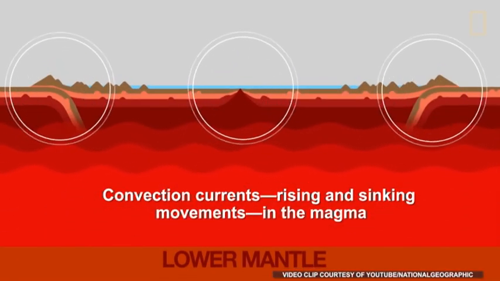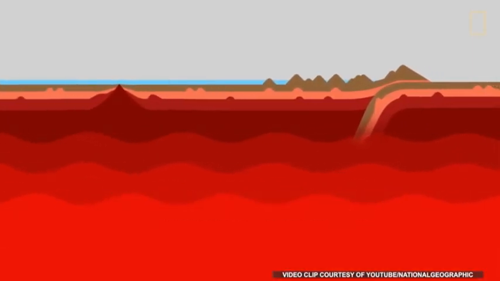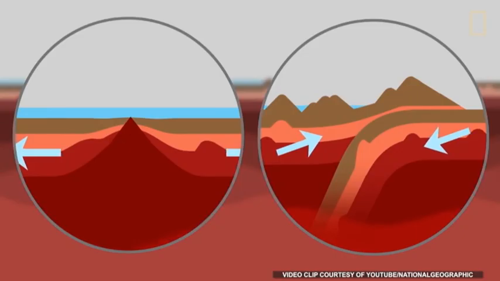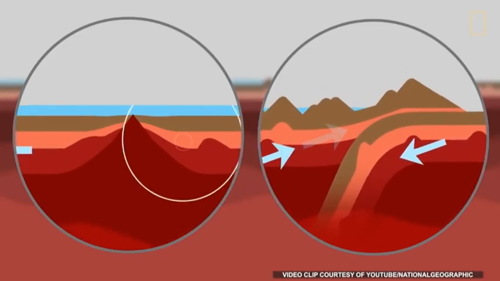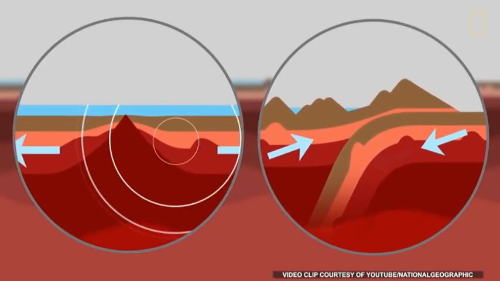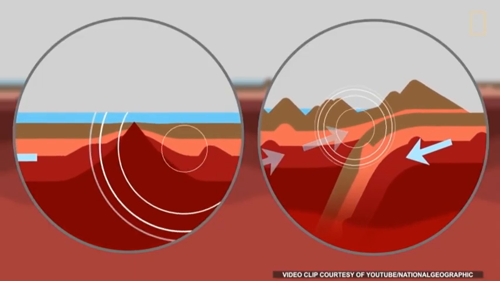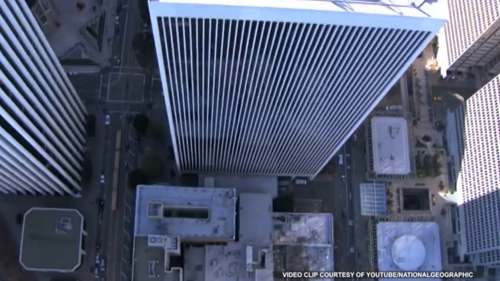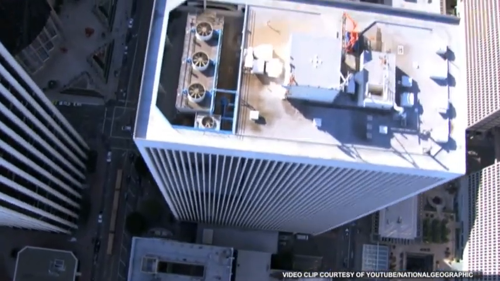The magma rises and spreads out, then cools and sinks, dragging the plates attached to it. This constant motion of the plates puts stress on the lithosphere. Put too much stress on it, and it breaks or shifts. When that happens, a tremendous amount of energy is released in the form of an earthquake.